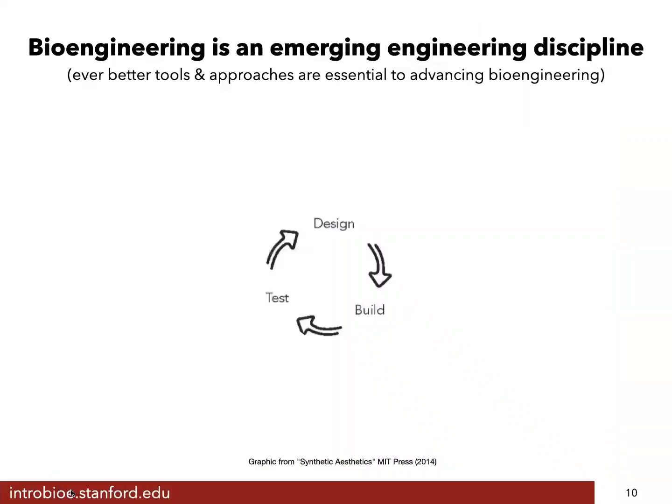I want to zoom out for a second. One of the unique and incredible things about 21st century bioengineering is it's an emerging engineering discipline, which means, what do we mean by emerging? We have an opportunity to advance the discipline, not just by doing useful things for patients and the planet, but also by improving our tools, making better tools for bioengineering. Ever better tools and approaches are essential to advancing bioengineering. So this type of work in and of itself, tool development, tool improvement, is part of bioengineering.